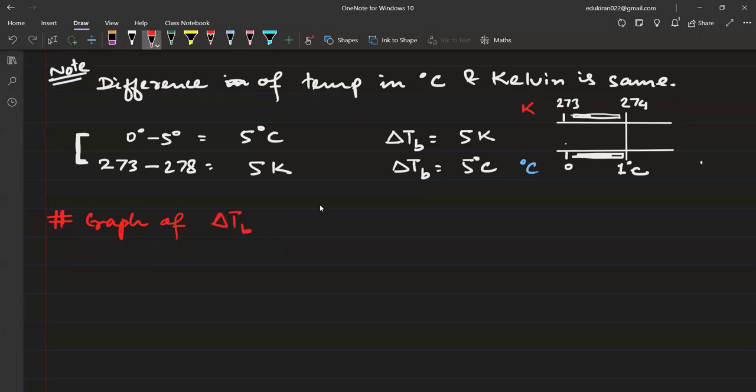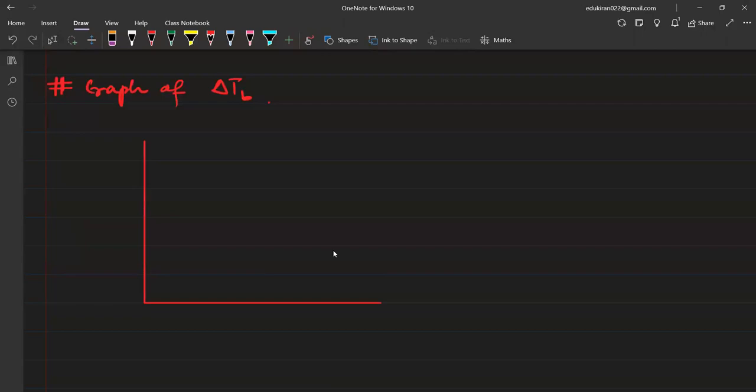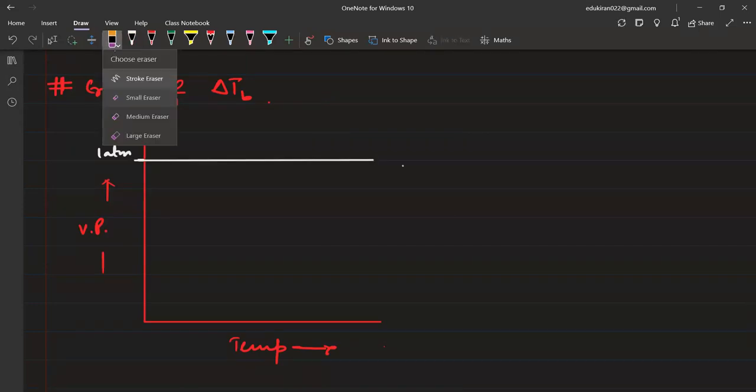graph of delta TB. Now this graph is quite important. So let us suppose we have something like this. Here we have vapor pressure of the solution, and here we have temperature. Obviously, when the vapor pressure is equal to 1 atm, then the boiling starts, right? So this 1 atm is an important line, and I will make it a bit dotted.